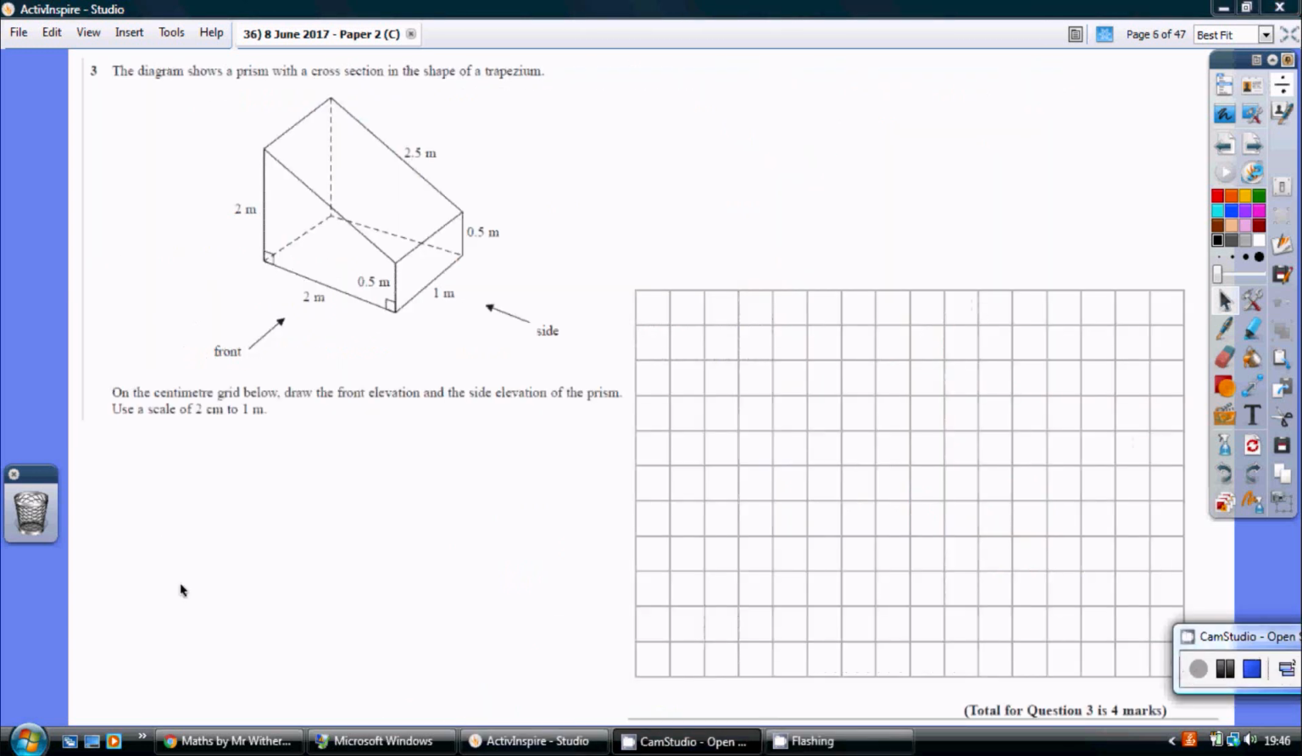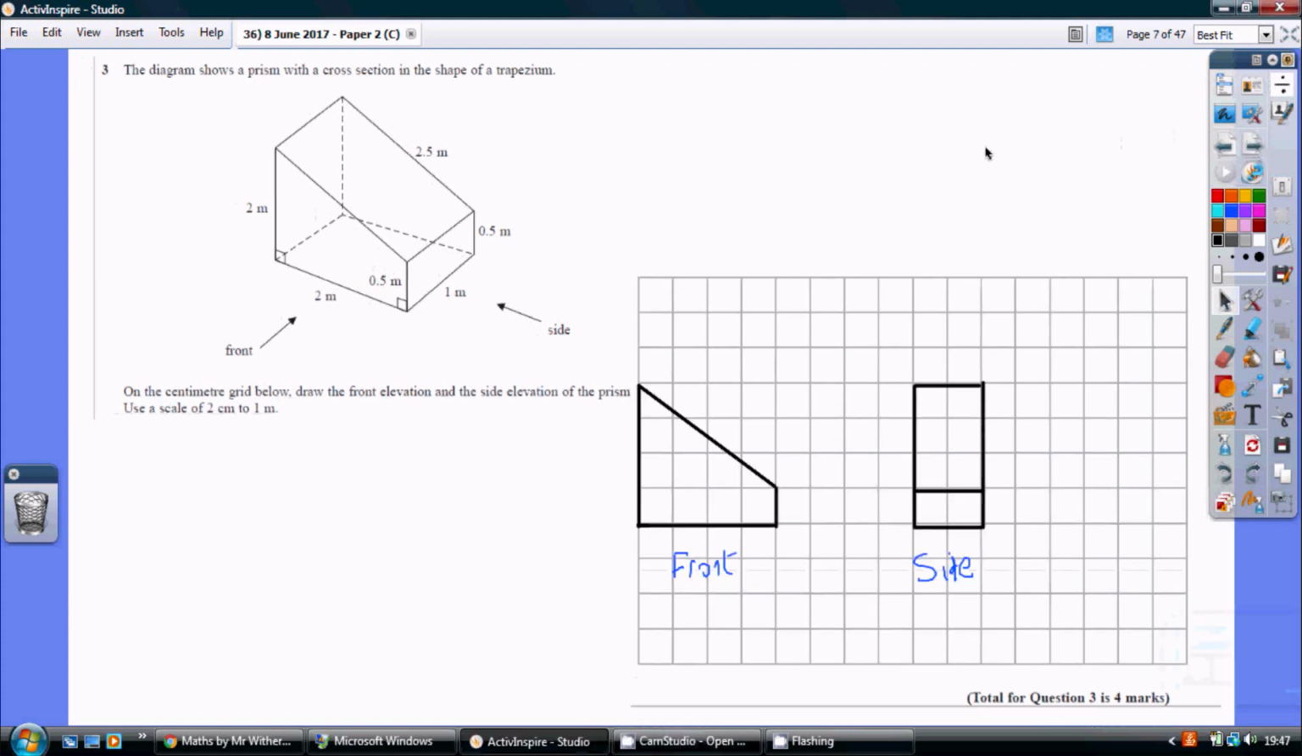Question 3. So on the centimetre grid below, draw the front elevation and the side elevation using a scale of 2 centimetres, so that's 2 squares for every 1 metre. So the front elevation is just the view you would have if you're standing here looking forward. So you're going to have a base of 2, a height on the left of 2, height on the right of 0.5, and then the diagonal.